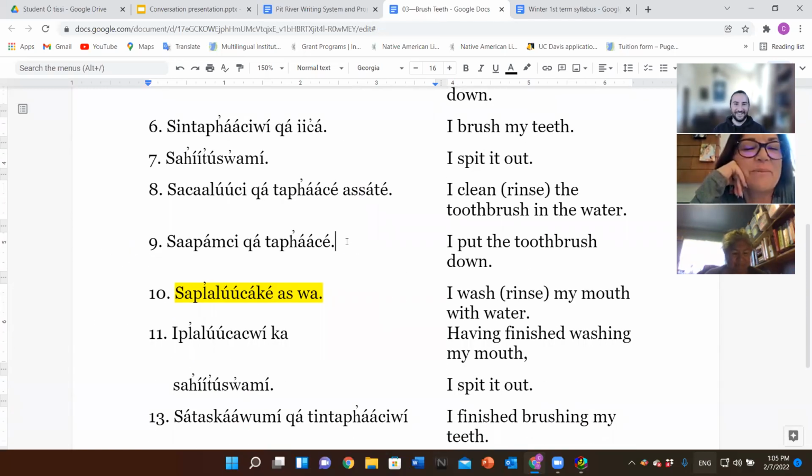Cool. And then I put down the toothbrush. So sapamji. Sapamji. Dap ha j. Lisa, sapamji gadap ha j. Sapamji Gatapache. He dap ha j.